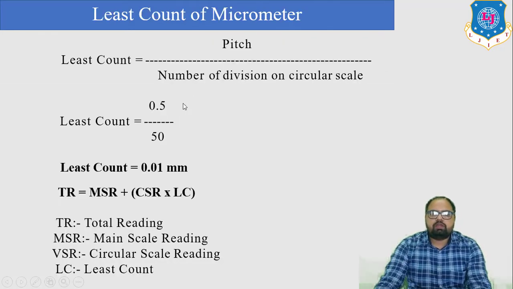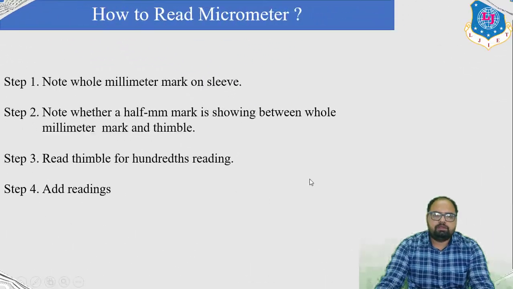Least count, as we know, is pitch divided by the number of divisions on the circular scale. The pitch is 0.5 mm divided by 50. So the least count of the micrometer screw gauge is 0.01 mm. The equation will remain the same. Total reading is equal to main scale reading plus circular scale reading multiplied by least count.